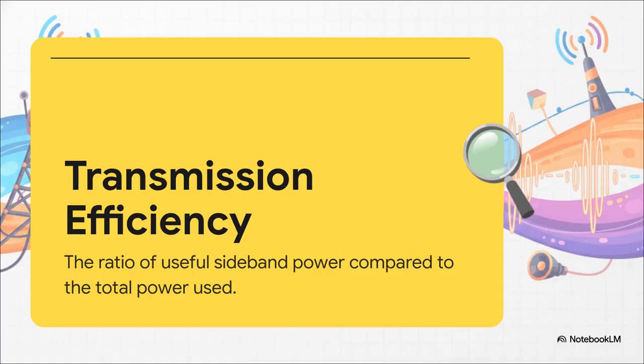For standard AM, using a single-tone message, even at a perfect 100% modulation without any distortion, the sidebands only contain 33% of the total power. The carrier consumes the other 67%. That means standard AM is incredibly inefficient. 2/3 of your electricity bill is spent broadcasting a carrier hum that contains no information whatsoever.